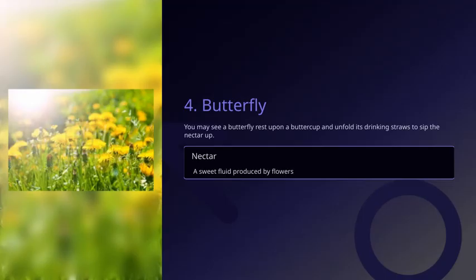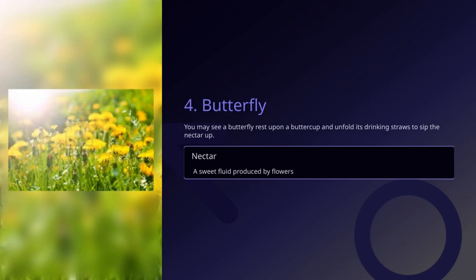Now, here we see a butterfly, a wonderful example of nature's delicate beauty. You might notice it resting gently on a buttercup flower, taking a moment to feed. It's fascinating because the butterfly unfolds what look like tiny drinking straws. These are its proboscis, specially adapted to sip nectar. Nectar is that sweet fluid produced by flowers, which serves as a vital energy source for many pollinators like butterflies.